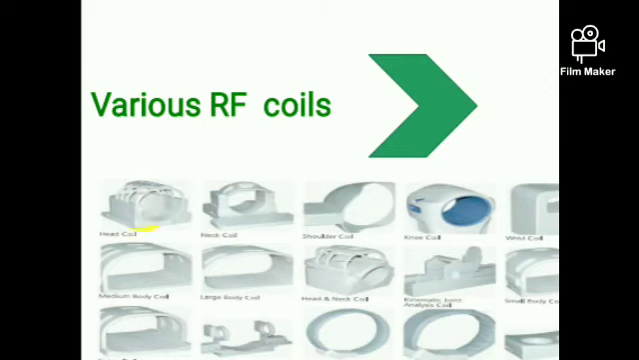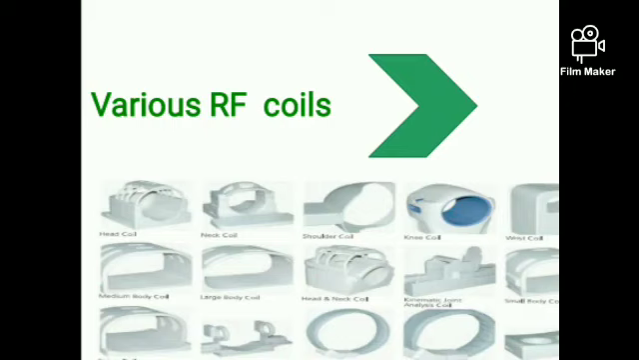So we see we have the head coil for brain, the neck coil for cervical area, the shoulder coil for the study of the shoulder, and this is a type of phased array coil. Next we have the knee coil for study of the knee area, and this is a type of volume coil. We have the wrist coil, and this is a type of volume as well as surface coil. We have body flex coils. Okay, so these are the body flex coils.